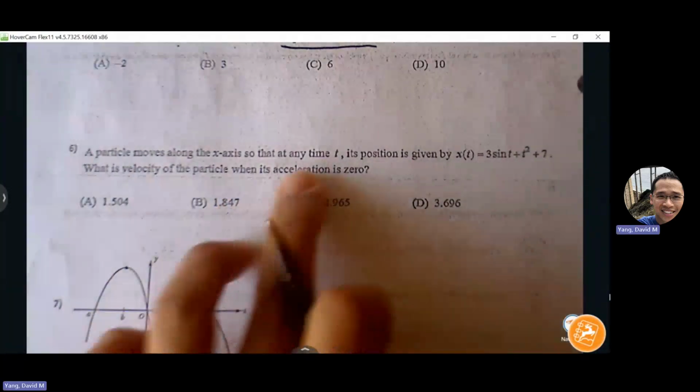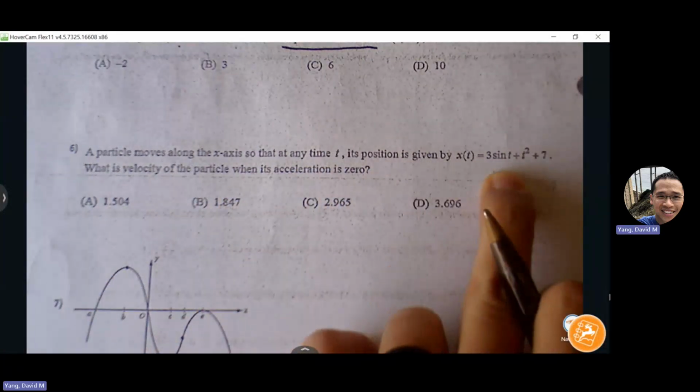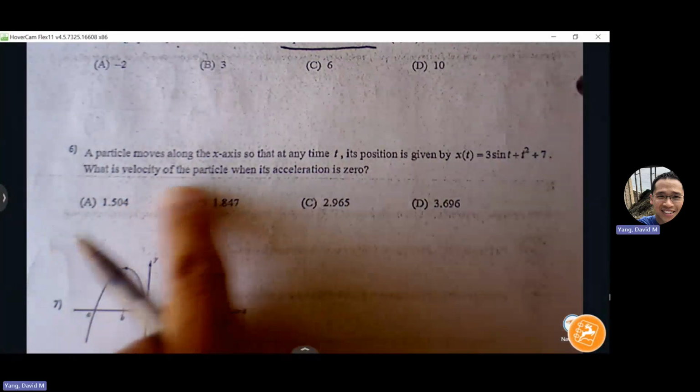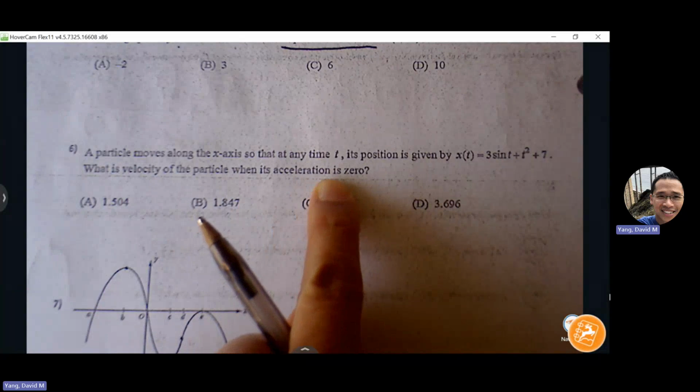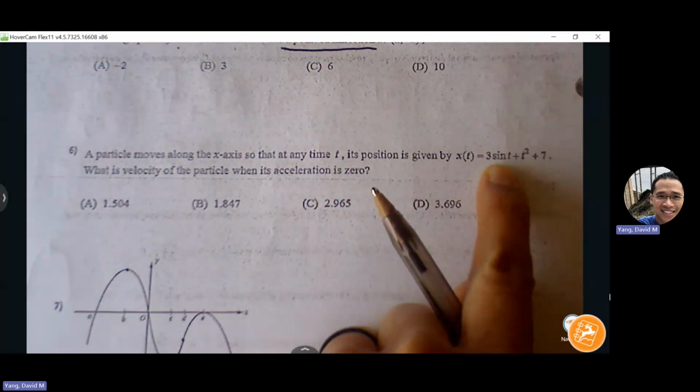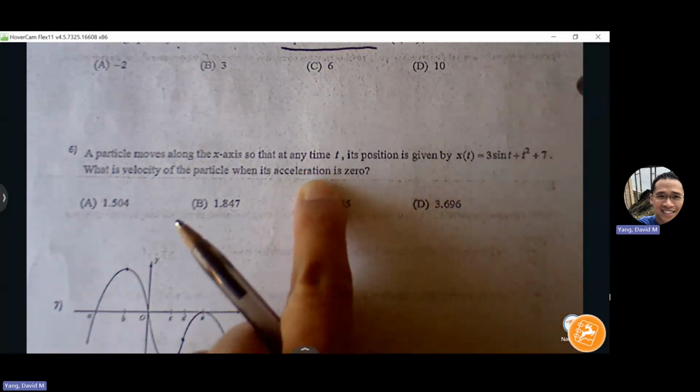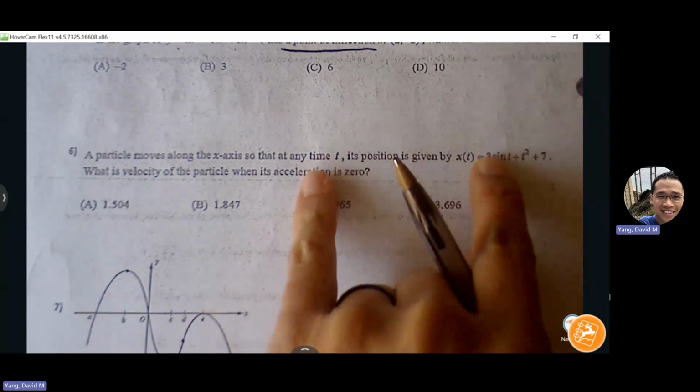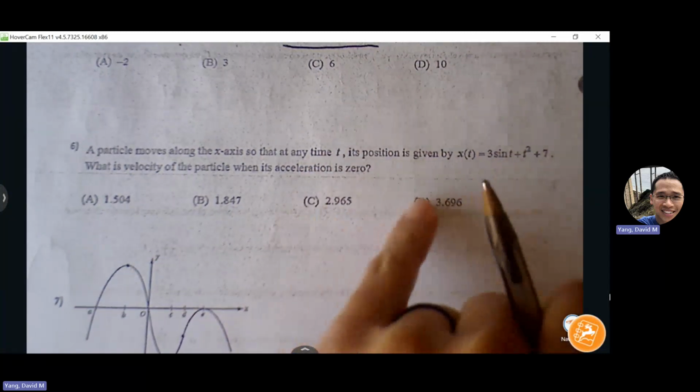Number six, a particle moves along the x-axis. It's a particle motion problem. Position is given by x of t. What is the velocity of the particle when acceleration is zero? So let's go ahead and find our way down to the second derivative function, which is acceleration. We'll set acceleration equal to zero, find that critical point, and then we can plug in for the velocity function.